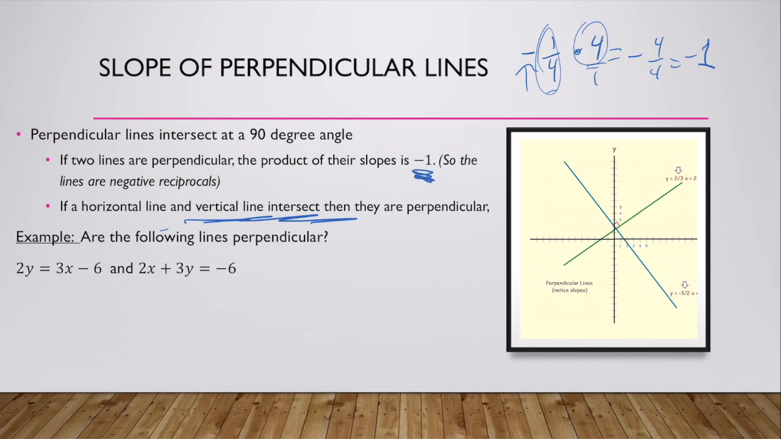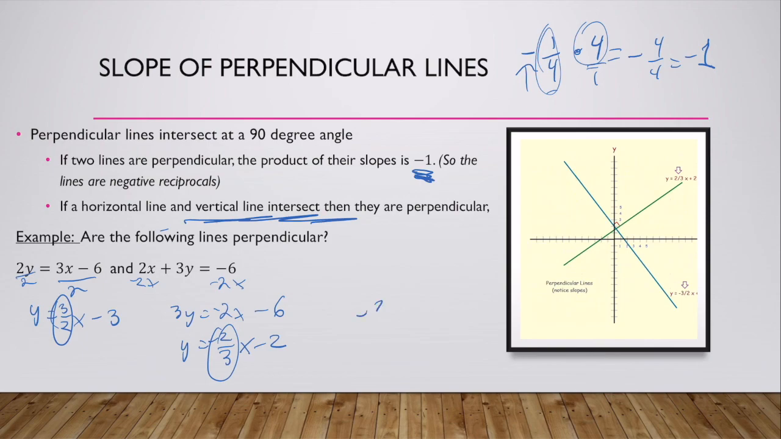First I need to get both of these into slope-intercept form. Divide both sides by 2: y equals 3/2 x minus 3. I'm going to subtract 2x from both sides: 3y equals -2x minus 6, so y equals -2/3 x minus 2. So in order to determine if these are perpendicular, I'm going to multiply the slopes together. And if their product is -1, which, shock and awe, it is, these two lines are perpendicular.